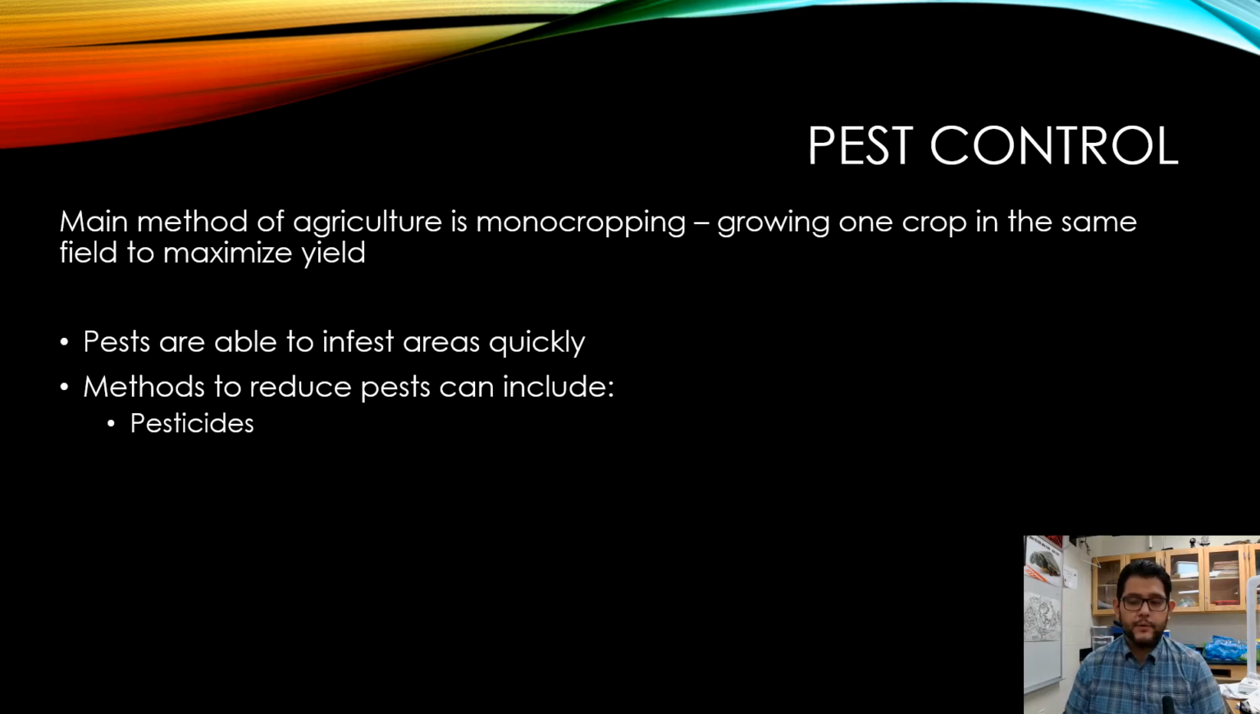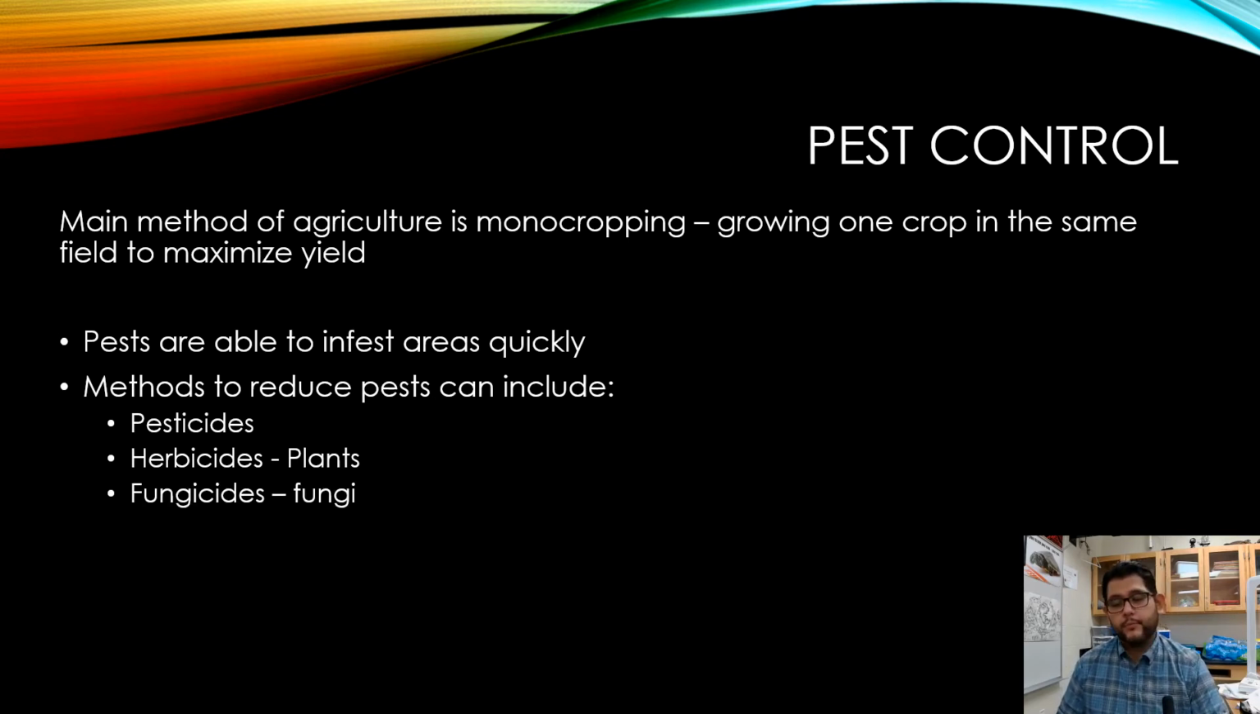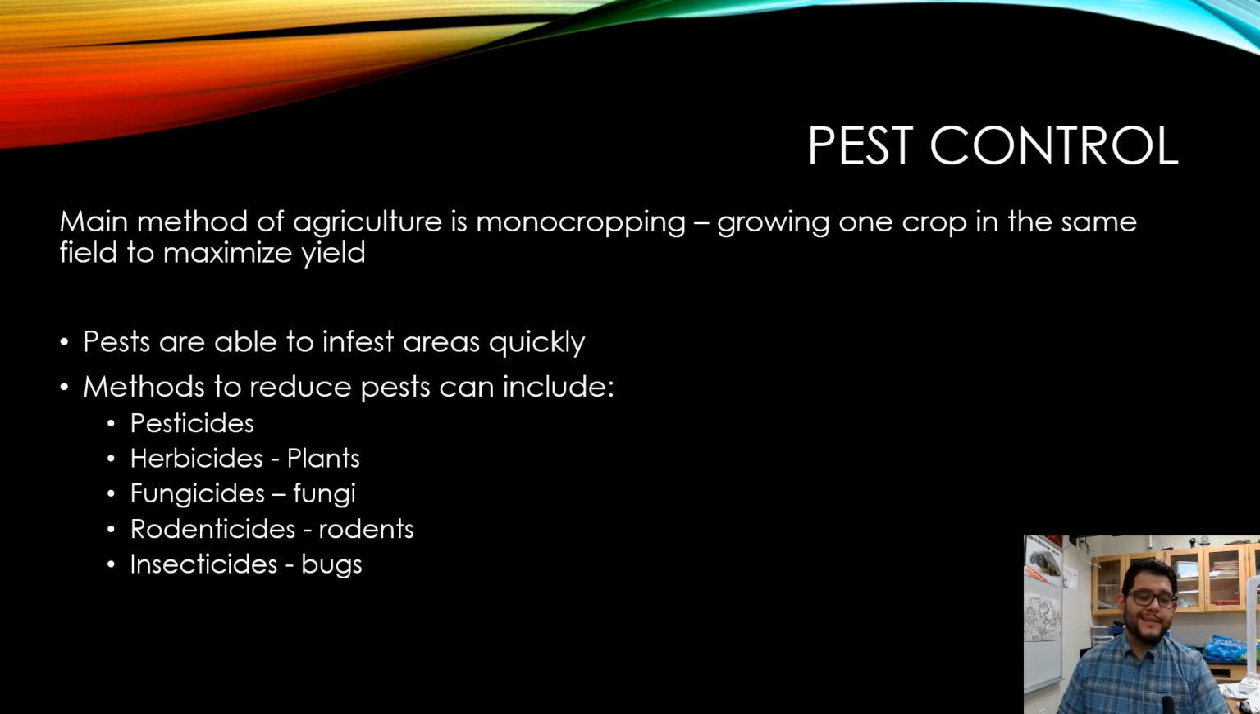pests. And so, the best thing we can do is have pesticides. Now there's several types of pesticides, so that depends on what your problem is. So if you have a problem with plants, you're going to be using an herbicide, okay? If you have a problem with fungus or fungi, you're going to be having a fungicide. Okay. If you have a problem with rodents, small mammals like that, you're going to be using rodenticides. And then you'll also be seeing insecticides as well. So those are going to be the kind you typically see.